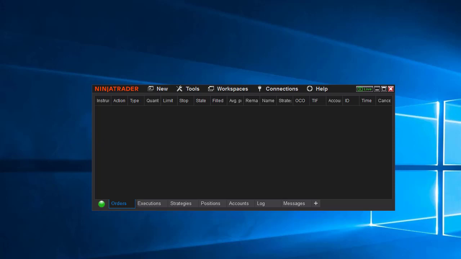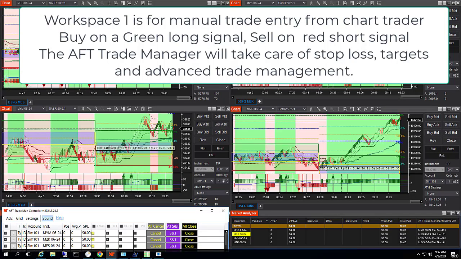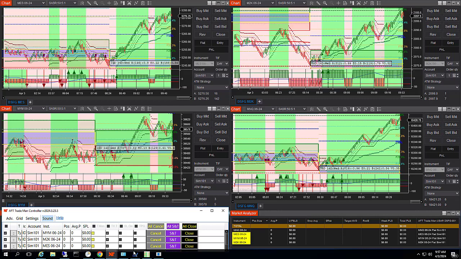Welcome to AFT8, Session Breakout Workspace number 1. Open the workspace from the Control Center. The charts will load historical data. AFT Session Breakout Workspace number 1 is for manual trade entry and automatic trade management.